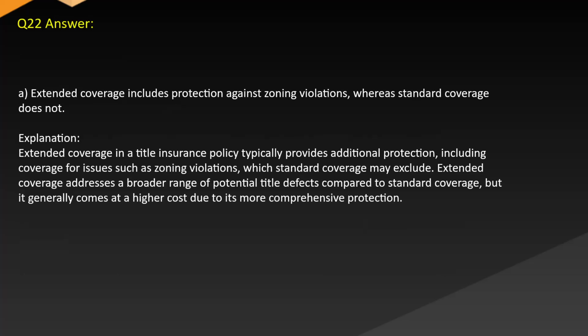Answer A. Extended coverage includes protection against zoning violations, whereas standard coverage does not. Explanation: extended coverage in a title insurance policy typically provides additional protection, including coverage for issues such as zoning violations, which standard coverage may exclude. Extended coverage addresses a broader range of potential title defects compared to standard coverage, but it generally comes at a higher cost due to its more comprehensive protection.